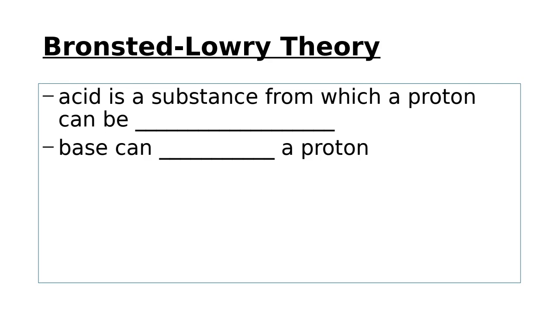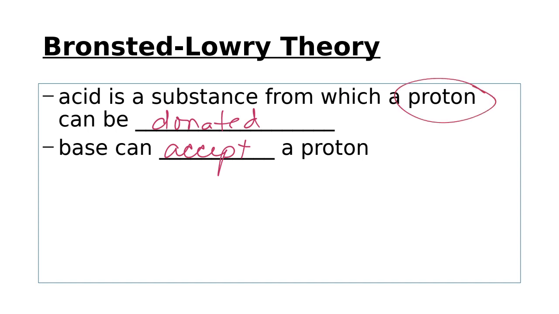So Bronsted and Lowry were 2 chemists that said, well, we better redefine acids and bases based on these limitations. And so they said that an acid is a substance from which a proton can be donated or removed, and that a base can accept a proton. And you may remember these definitions from last year. We tend to say that an acid is a proton donor and a base is a proton acceptor.